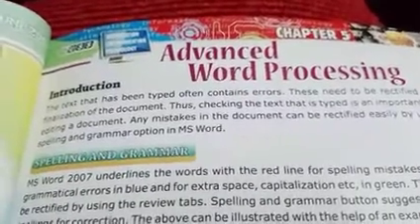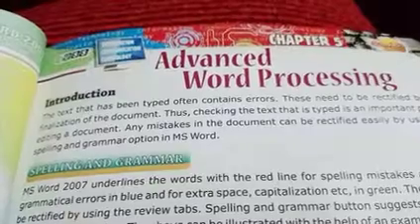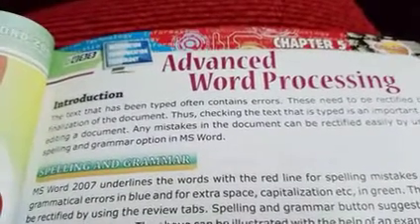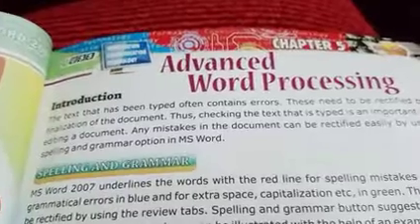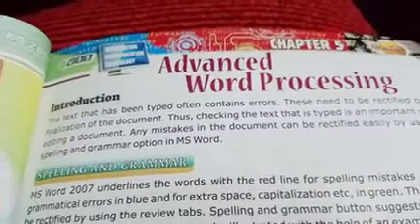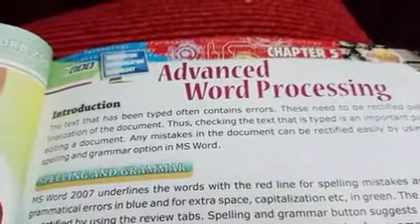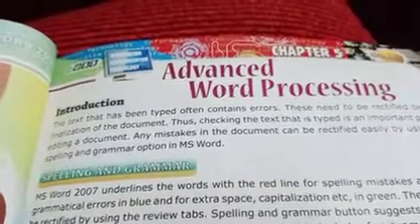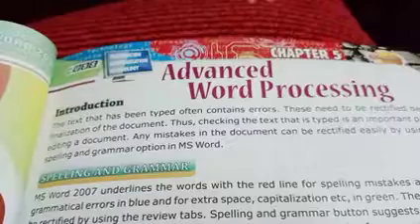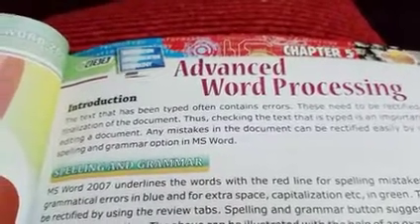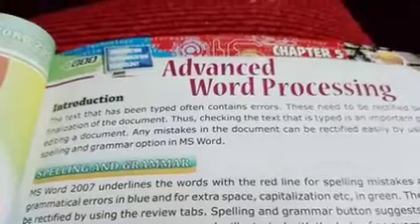Introduction. The text that has been typed often contains errors. These need to be rectified before finalization of the documents. Checking the text that is typed is an important part of editing a document. Any mistake in the document can be rectified easily by using the spelling and grammar option in MS Word.